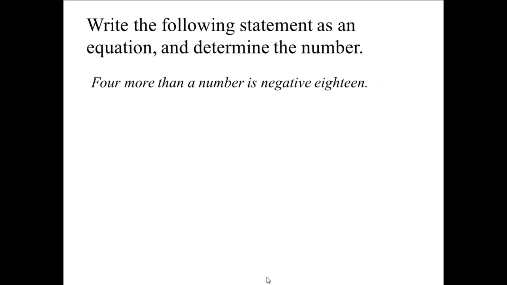Write the following statement as an equation and determine the number. The statement is 4 more than a number is negative 18. More than hints at addition. What is not known? We don't know what the number is. Let's call that n. So we have 4 more than a number: 4 plus a number. Is means equal sign. Negative 18.